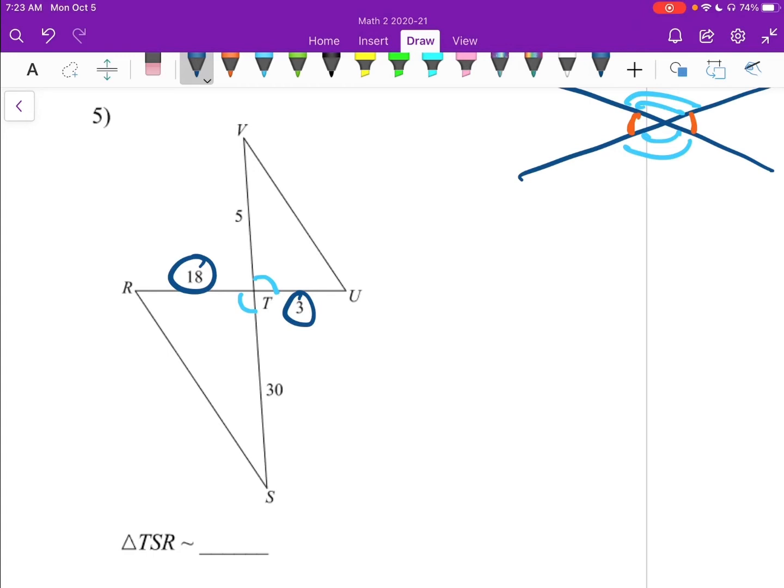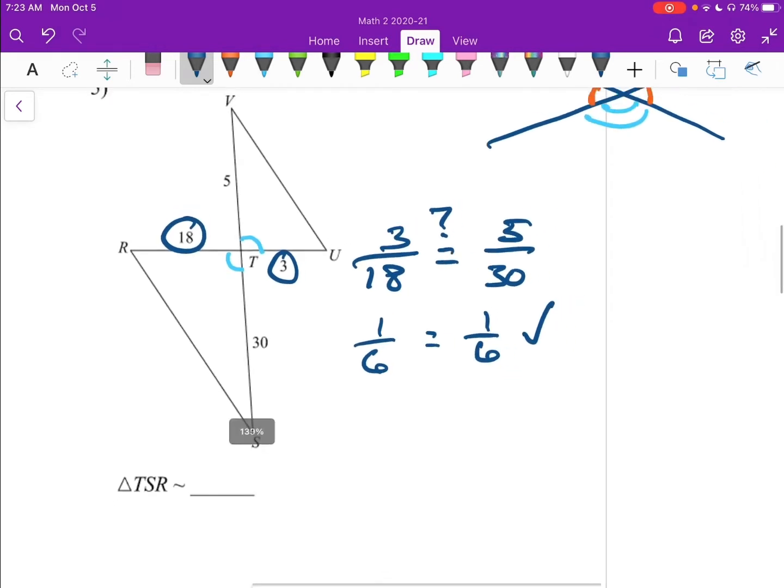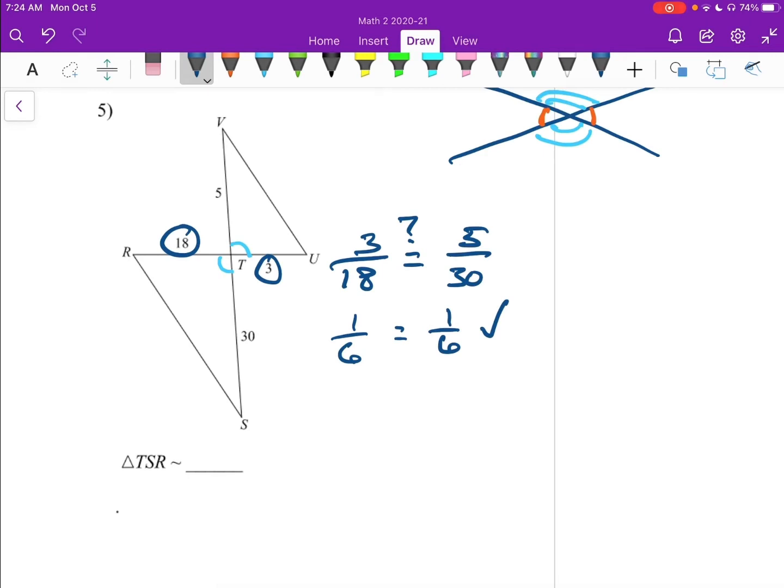So I want to know, is 3 over 18 equal to 5 over 30? This is 1 over 6, and this is also 1 over 6. So yes, they are proportional. So we could say these are similar.